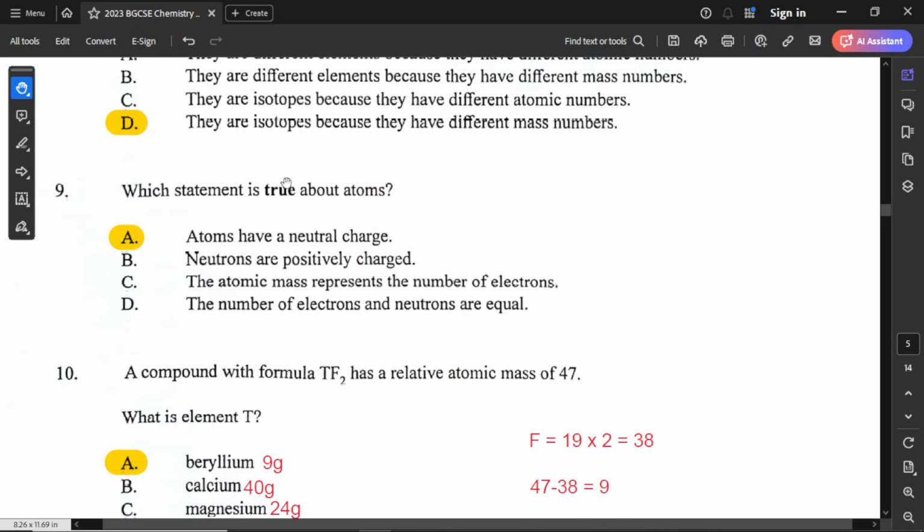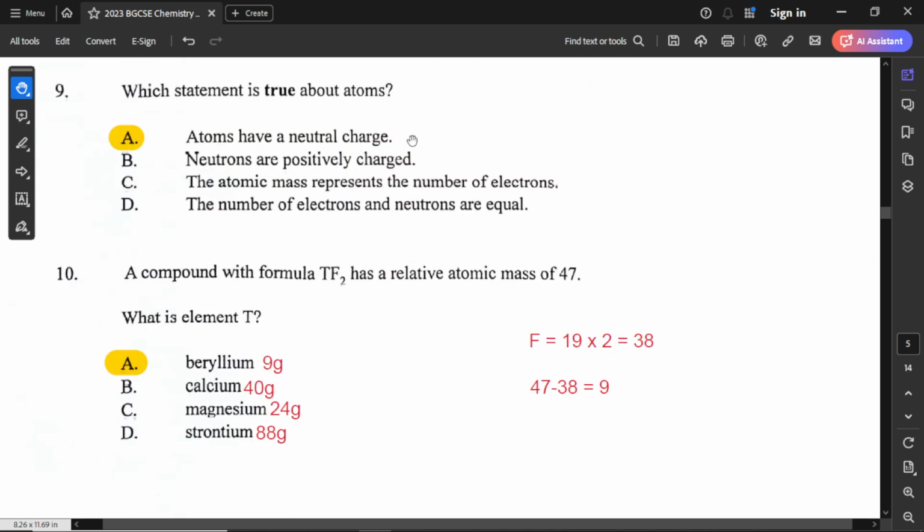For number 9, it said which statement is true about atoms? And here it said atoms have a neutral charge, and it is correct because you have an equal number of protons to electrons. So they are an equal number of positive charges to negative charges. So electrically neutral for all atoms. Naturally occurring atoms are electrically neutral.